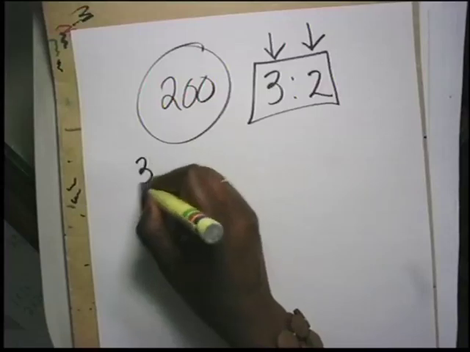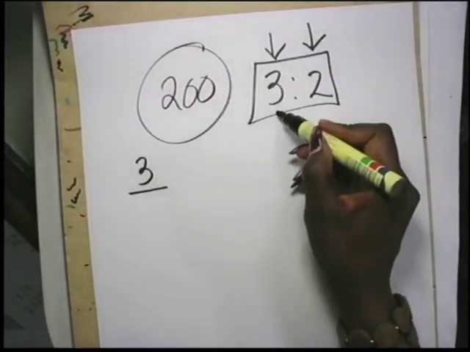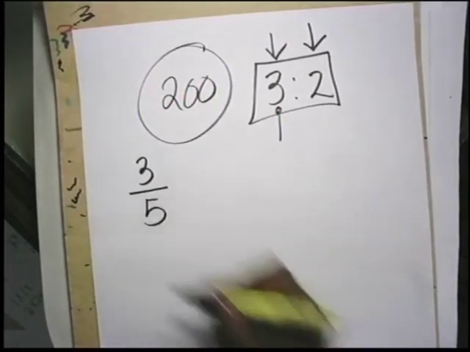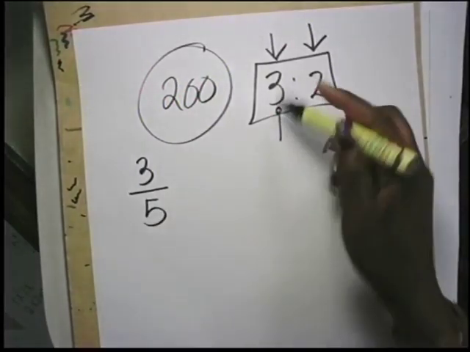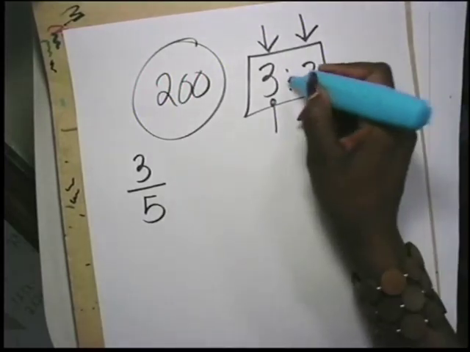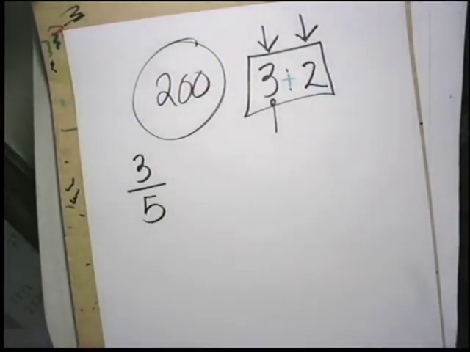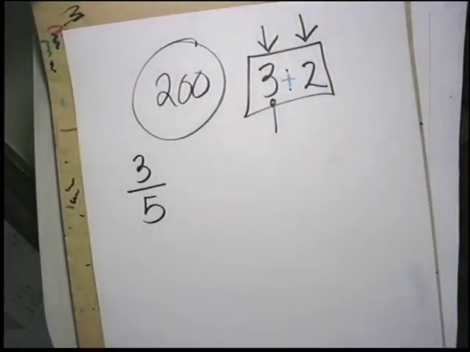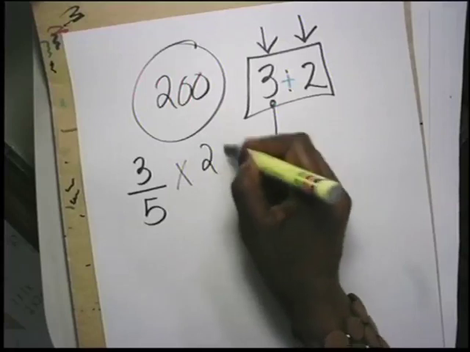Firstly, you take 3 out of this 3 now. Out of what? Out of 5. Where did I get 5? 3 is a numerator. 5, I add my ratios together. I say 3 plus 2 is equal to 5. Then I multiply by the number that we have to divide.